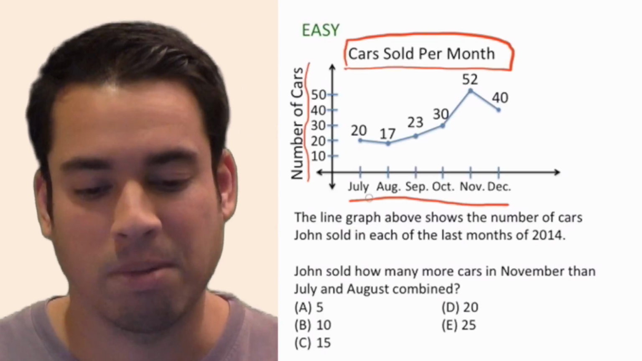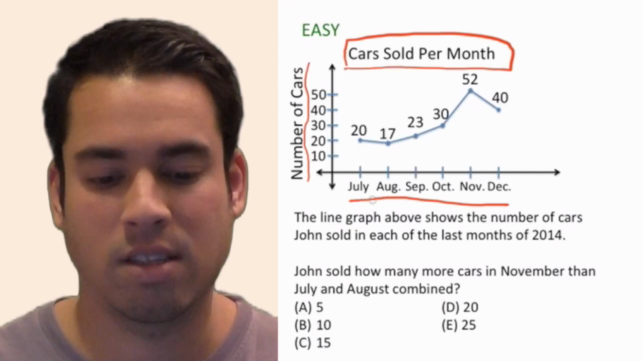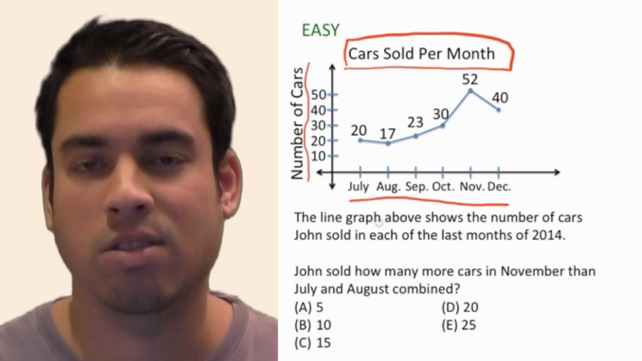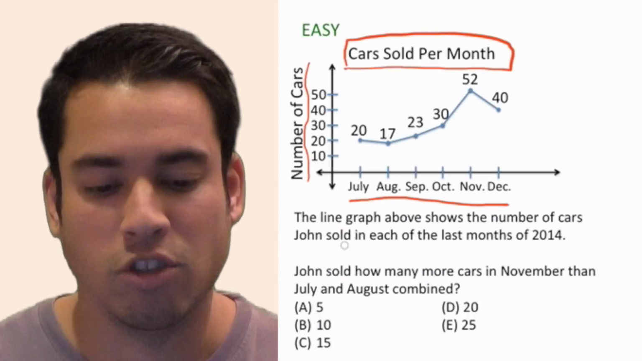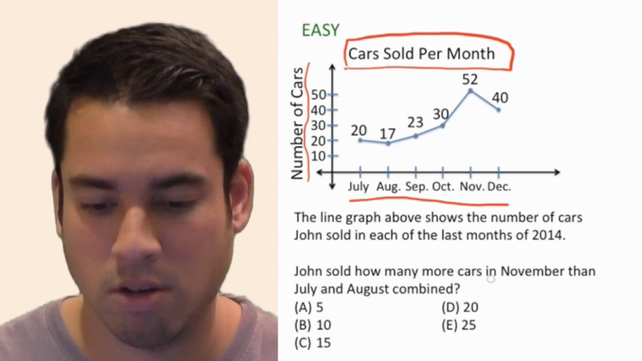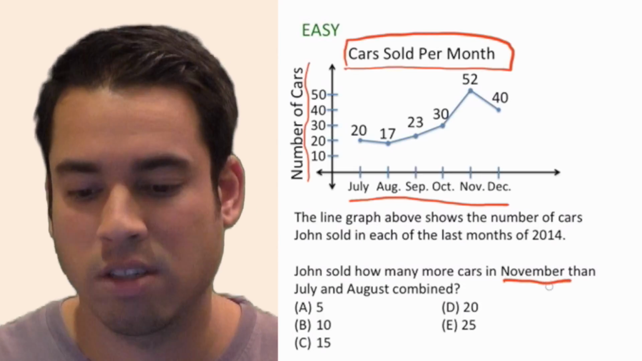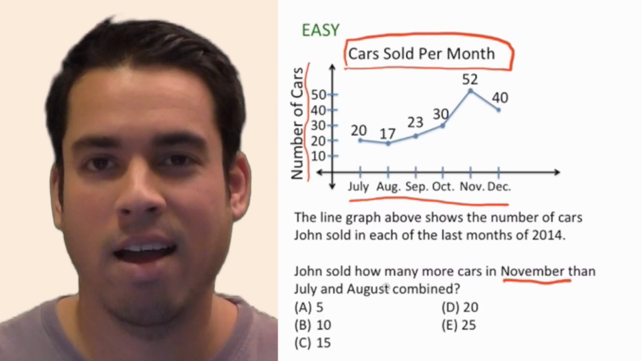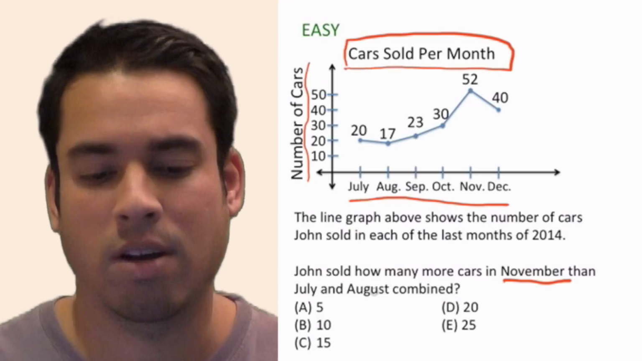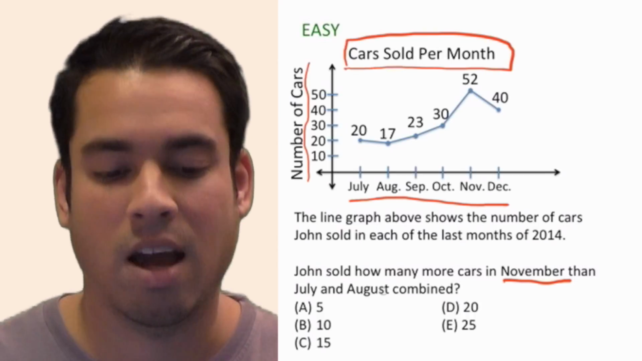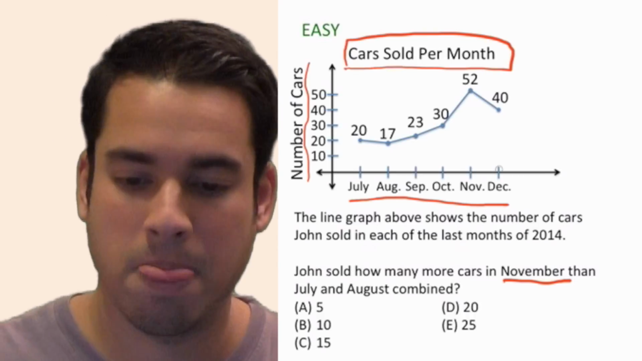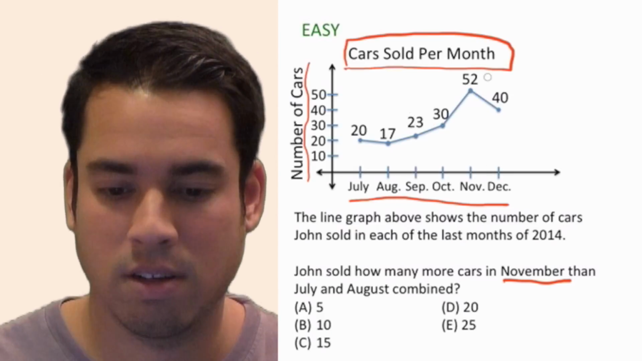Now let's jump into the actual question. It says the line graph above shows the number of cars John sold in each of the last months of 2012. John sold how many more cars in November? They want to know how many more cars he sold in November than July and August combined. First, we need to analyze this graph, figure out how many cars he sold in November, then how many cars he sold in July and August, and take the difference, simple as that.